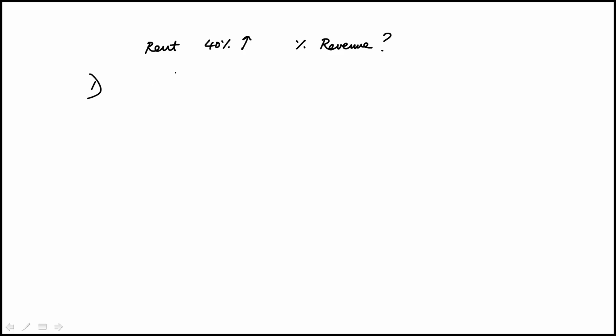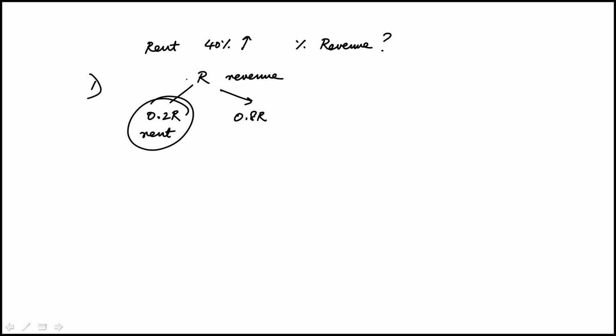It says 20%. So if this was, say, all revenue, I'm going to call that R. 20% of that was going to rent, which means 0.2 R. This is the amount going to the rent category. The remaining is 0.8 R. So this is our previous situation.